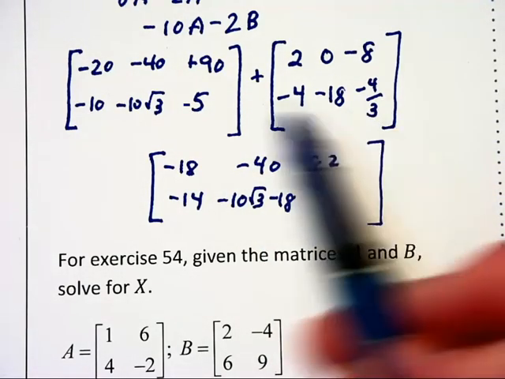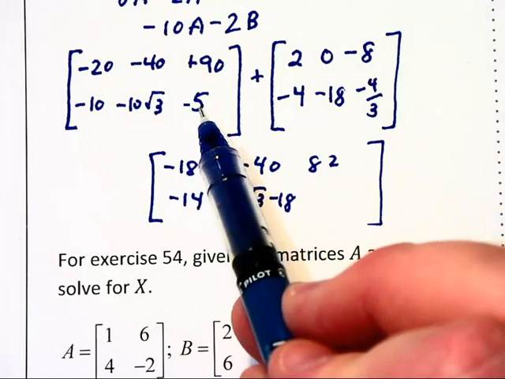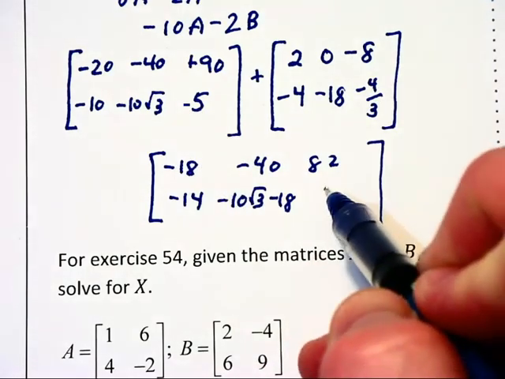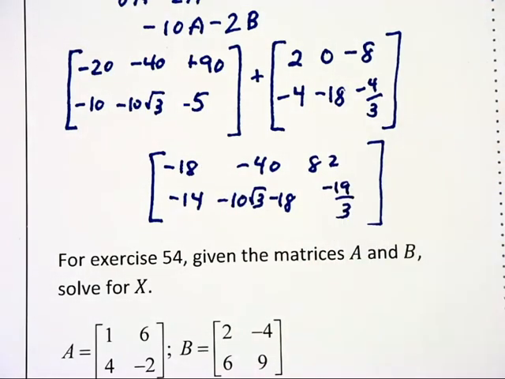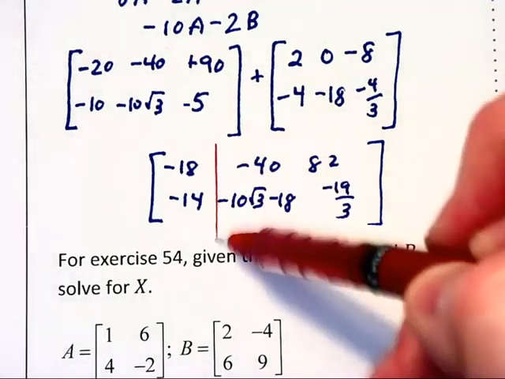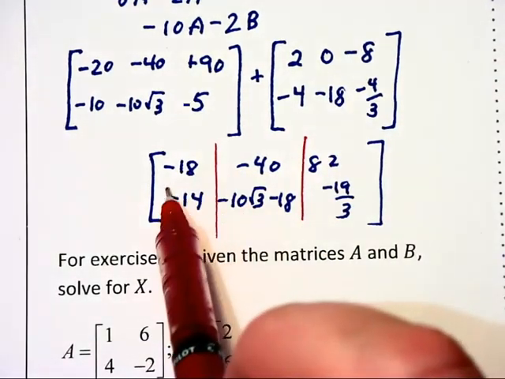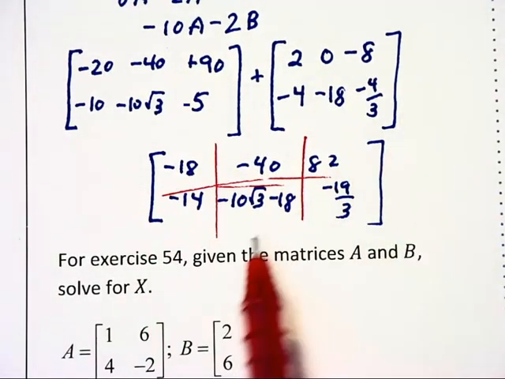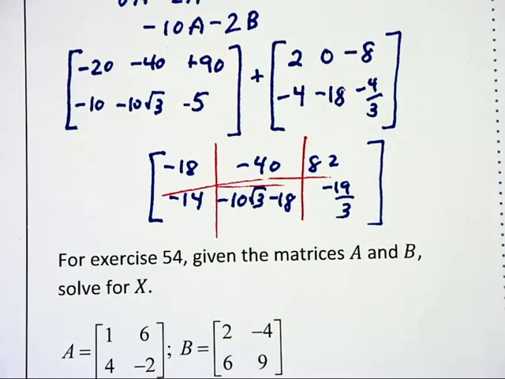Okay, I need a common denominator of 3. So 15 thirds minus 4 thirds is minus 19 thirds. And I'm going to help draw some lines in here to separate my columns and rows from each other, just because that binomial in the second row, second column looks a little bit weird.